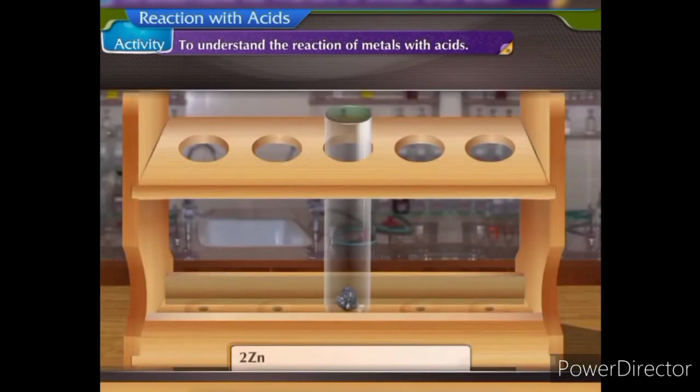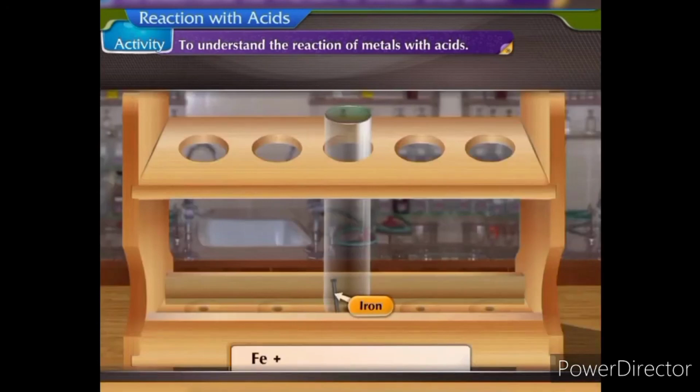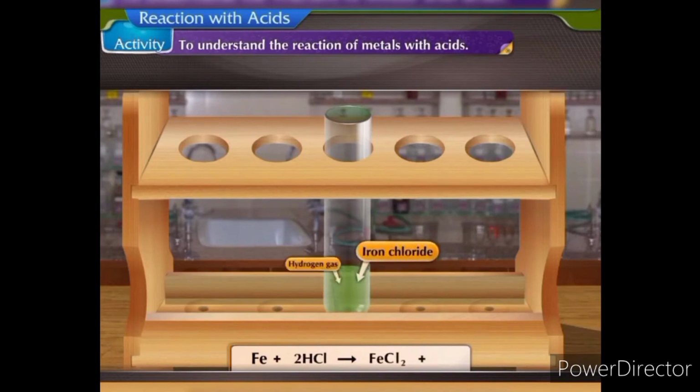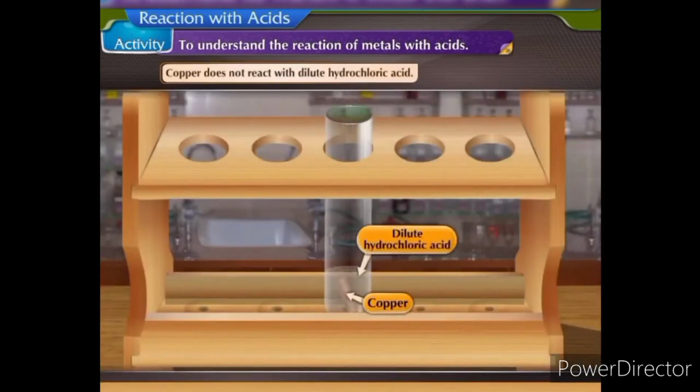The reaction between zinc and dilute acid is less rapid than aluminium. The products formed are zinc chloride and hydrogen gas. Iron reacts very slowly with dilute hydrochloric acid to form iron chloride and hydrogen gas. Copper does not react with dilute hydrochloric acid.